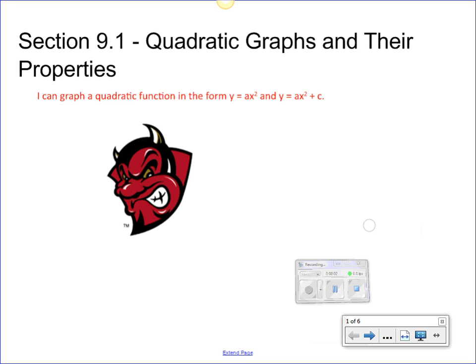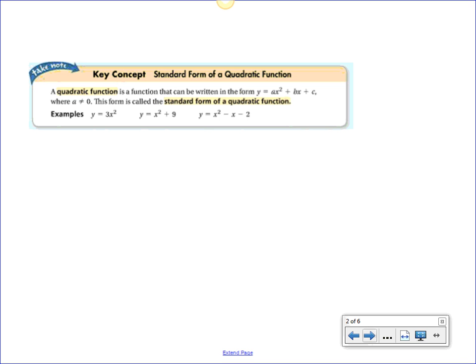Okay, today we are looking at the first section of chapter 9, which deals with quadratic graphs and their properties. So hopefully by the end of this lesson, you can say that I can graph a quadratic function in the form of y equals ax squared and in the form of y equals ax squared plus c. In this video, we're just going to go through some terminology, and then we're going to have an in-class investigation.